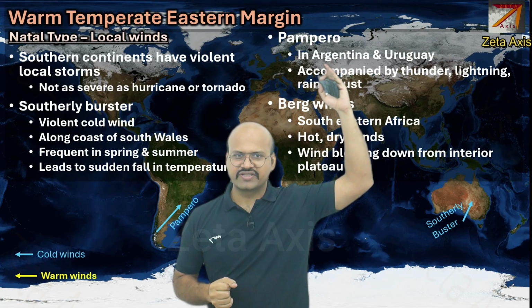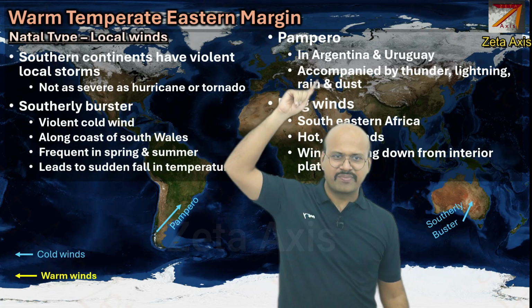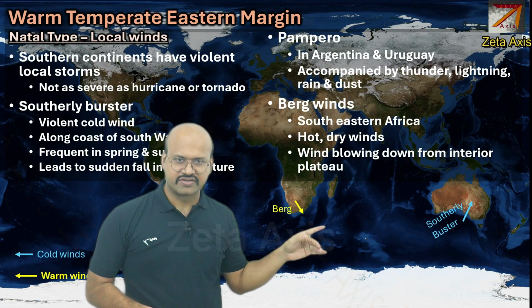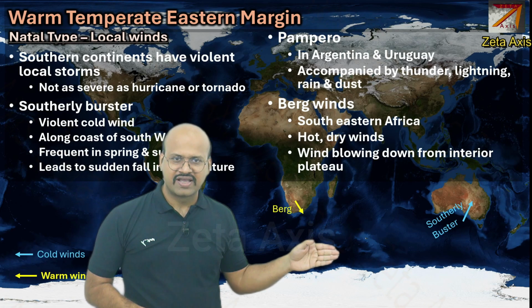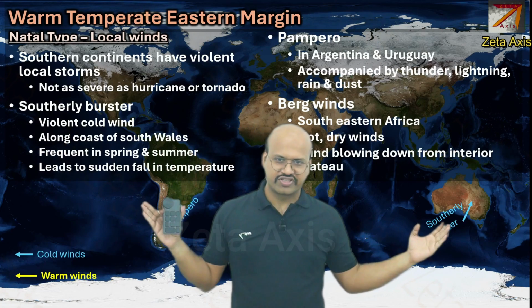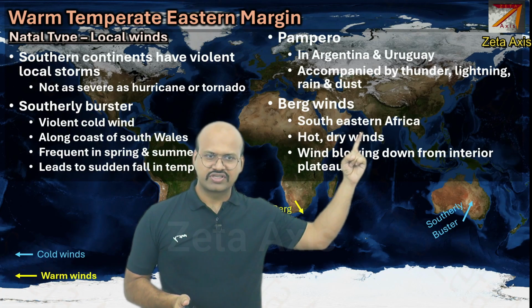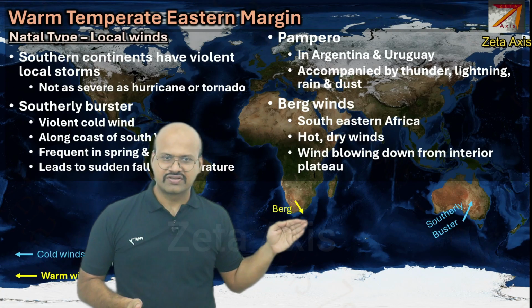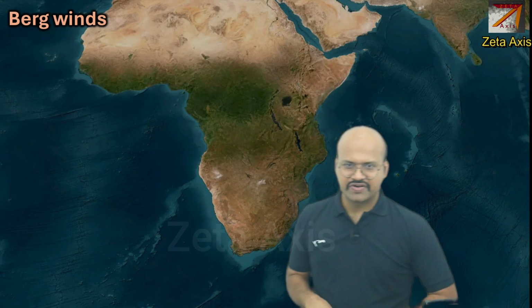Then another important one is Pampero, which is seen in Argentina and Uruguay, and it is also accompanied by thunder, lightning, rain and dust. And another one is Berg winds, which blow from South Africa towards the ocean, and it is a warm wind. So unlike these two, which are cold winds, this is a warm wind. It blows in southeastern Africa, hot and dry winds, blowing down from the interior plateau. So winds which blow from the interior towards the ocean. Let's see each of them one by one. So starting with Berg winds, which are warm winds.